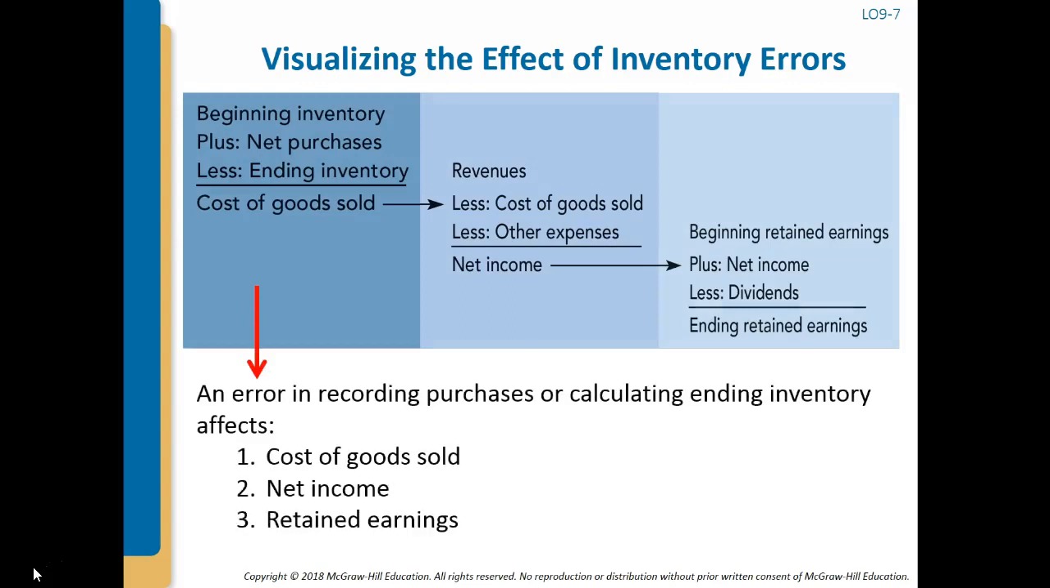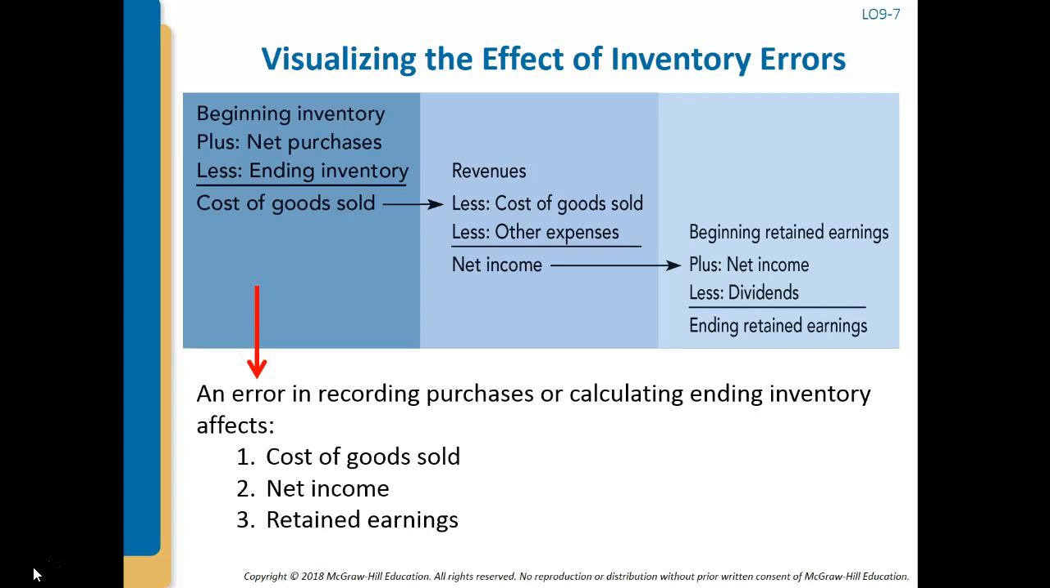When analyzing inventory errors, it's helpful to visualize the way cost of goods sold, net income, and retained earnings are determined. Beginning inventory and net purchases are added in the calculation of cost of goods sold. If either of these is overstated or understated, then cost of goods sold would be overstated or understated. On the other hand, ending inventory is deducted in the calculation of cost of goods sold. So if ending inventory is overstated, then cost of goods sold is understated.